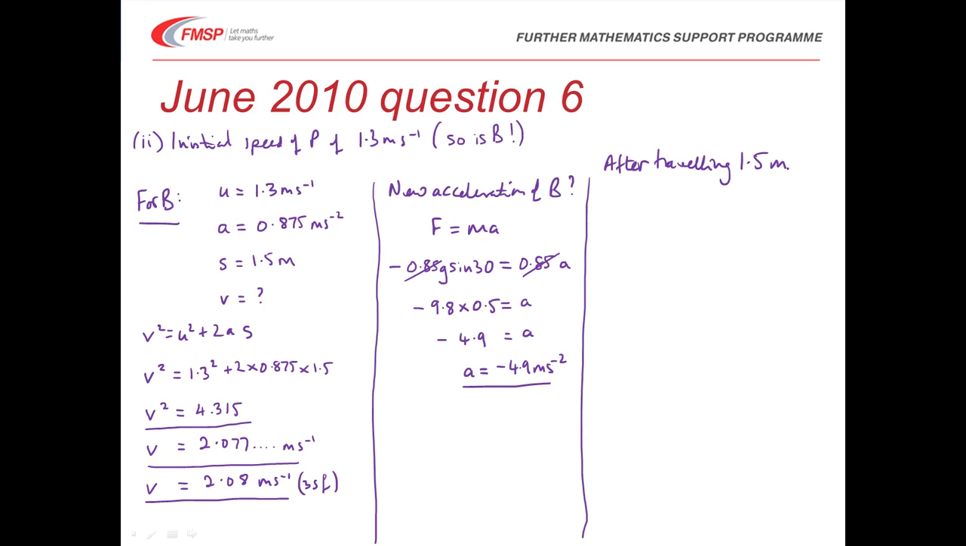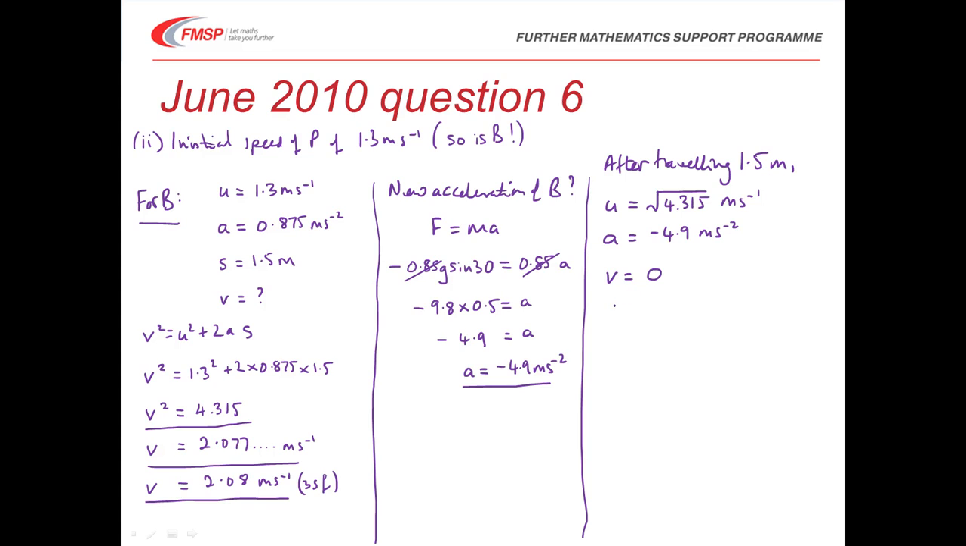Because I want the total distance it travels. The first thing it's done is travel 1.5 meters. What's happened at that point? I have a new speed. It's the square root of 4.315. That means I haven't lost any accuracy. What's the acceleration? Well, it's just become minus 4.9 meters per second squared. I'd like to know when does B come to rest.